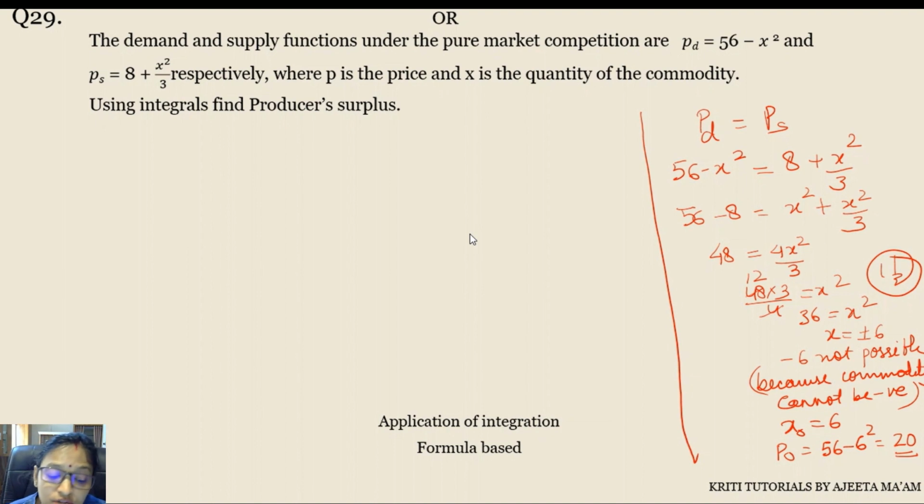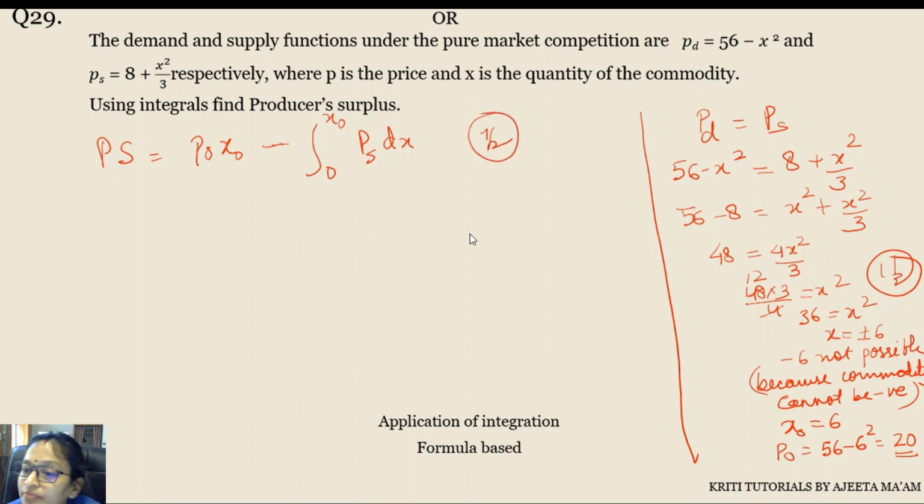Now what is the producer surplus formula? The producer surplus formula and the consumer surplus formula have a very minute difference. Producer surplus formula is P0 X0 minus the integral from 0 to X0 of PS dx. Now this again carries half a mark. Right, the formula always carries a mark. It's always good to learn all the formulae, and at least if you substitute the values correctly, you will get the mark.